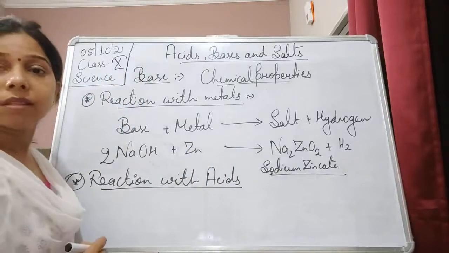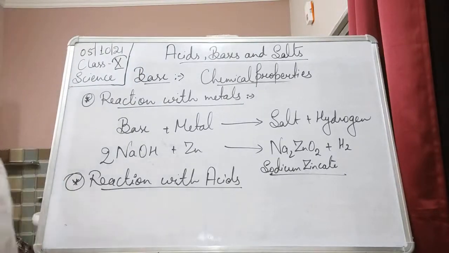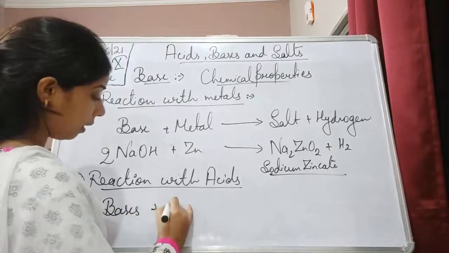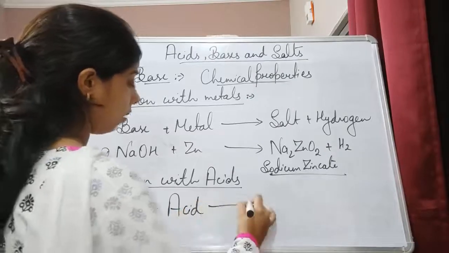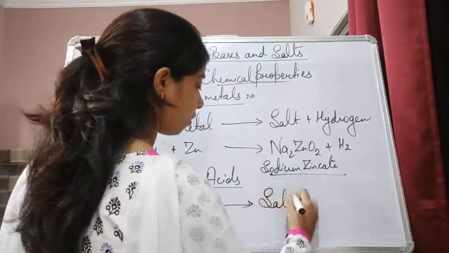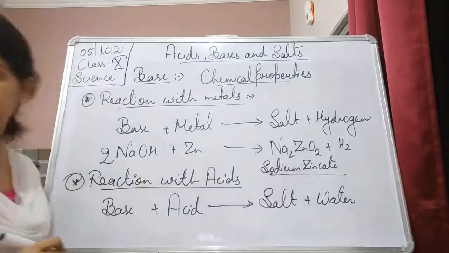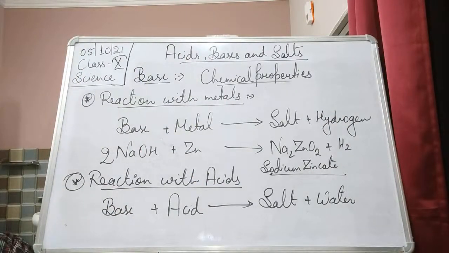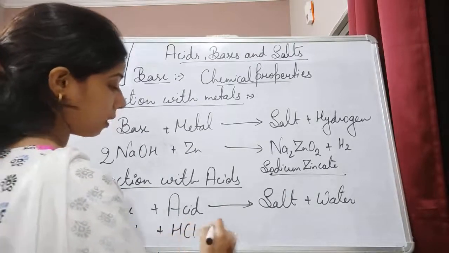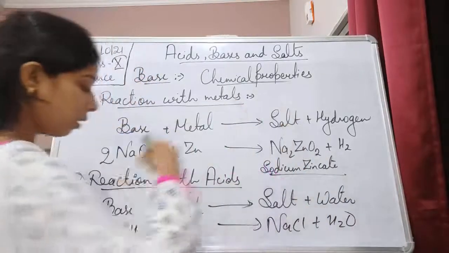So acids and bases, we know that when they react together, there is a formation of a salt and water is released. So bases on reacting with the acids, there is a formation of a salt, plus water is also released along with it. Like if we talk about sodium hydroxide, when it reacts with hydrochloric acid, there is a formation of sodium chloride and water is released.